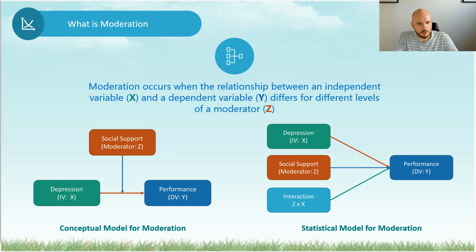So the statistical model gives a more accurate representation of what we're actually testing from an equation perspective. We have depression predicting performance, social support predicting performance, and then an interaction effect, which is the product of depression and social support. So depression times social support creates this interaction term, and this then predicts performance. If there is actually moderation present in this model, then this interaction effect would significantly predict performance. And then we can plot it in a very nice and simplistic way.